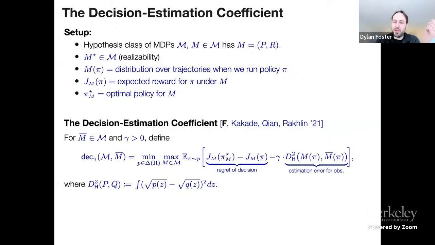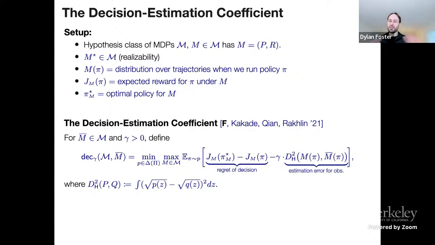When I say estimation error, we're looking at Hellinger distance, which is a distance between distributions. We're looking at the difference between the distribution over data induced by the policy we're selecting between this worst case model M and the reference model M bar. I'll just mention very briefly, if you're more familiar with KL divergence, you can substitute KL in for Hellinger here. The difference is not very important for this setting.